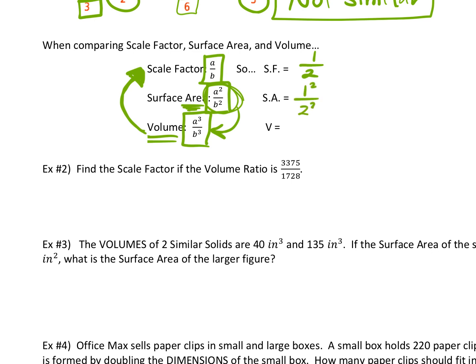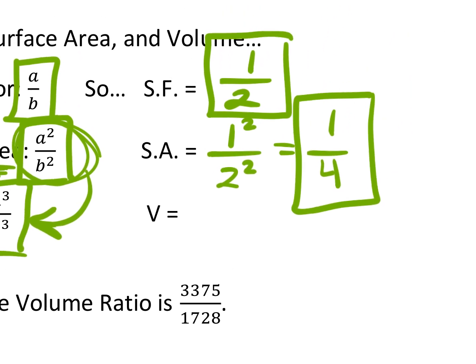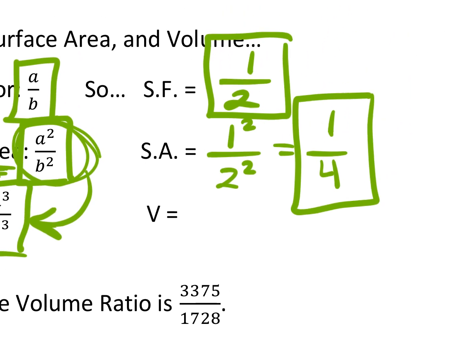1 to 4. 1 squared to 2 squared is 1 to 4. So with a scale factor of 1 to 2, I have a surface area ratio of 1 to 4. How about the volume? 1 to 8. 1 cubed to 2 cubed is 1 to 8.